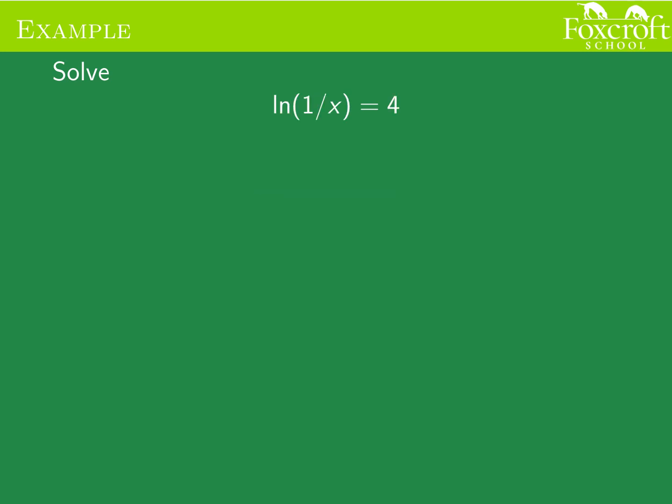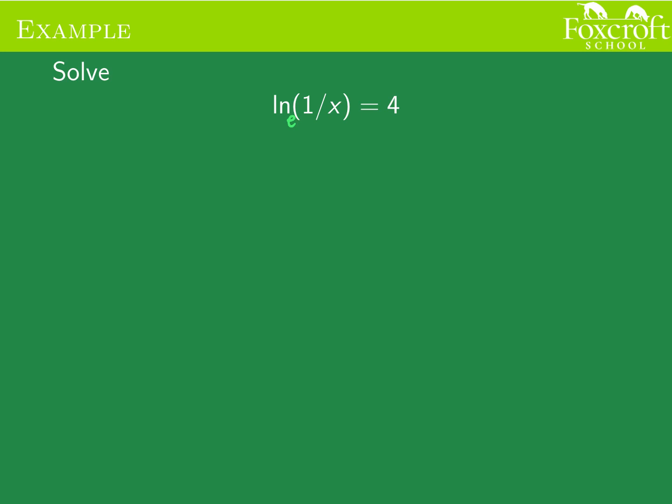In this example, this is a natural log problem. Natural log of 1 over x equals 4. Again, we can't just solve it straight away because this x is inside of our natural log. But again, what we can do is rewrite this as an exponential equation. So natural log is log base e.